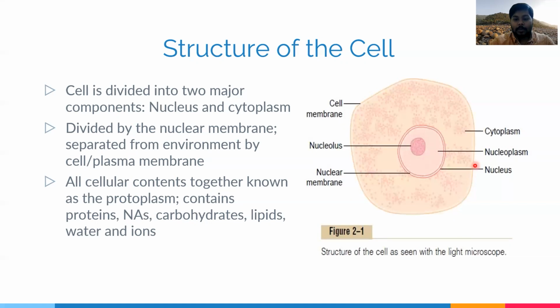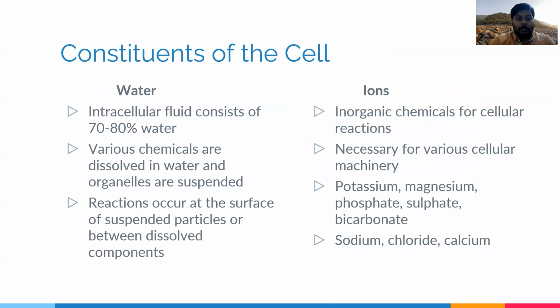So all the components of the cell together are known as the protoplasm of the cell, and this protoplasm consists of proteins, nucleic acids, carbohydrates, lipids, water, and various ions. So let us go through the various constituents of the cell one by one. The first and the foremost is water. Intracellular fluid consists of 70 to 80% water. So a huge amount, or the majority amount of constituent is water.